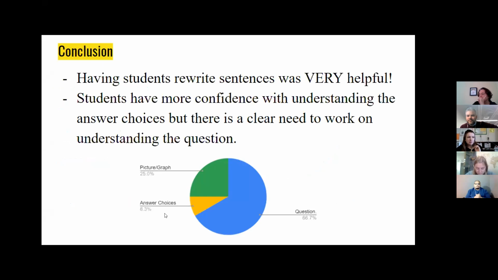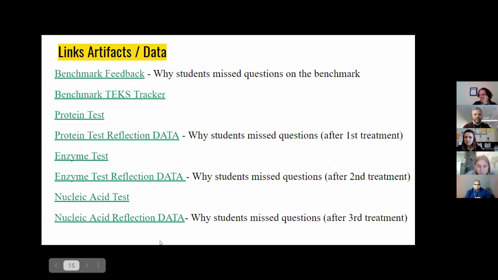I think we did a really good job coming up with skills for understanding the answer choices, but I definitely need to look at understanding the question for the next part of the research. And that is it. Thank you.